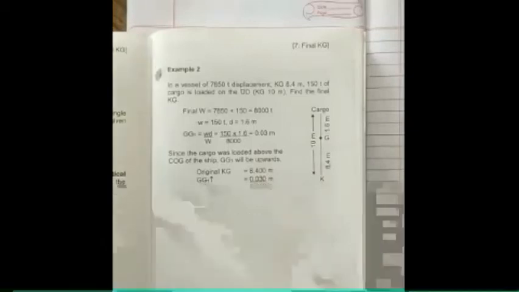Second problem. In the vessel of 7850 ton displacement, the ship displacement is given as 7,850, comma, KG is given as 8.4 meter. This is the KG of the ship, original location of center of gravity of the ship. That is KG is given as 8.4 meter, comma, 150 tons of cargo is loaded on the upper deck, bracket KG of the upper deck is given as 10 meter.